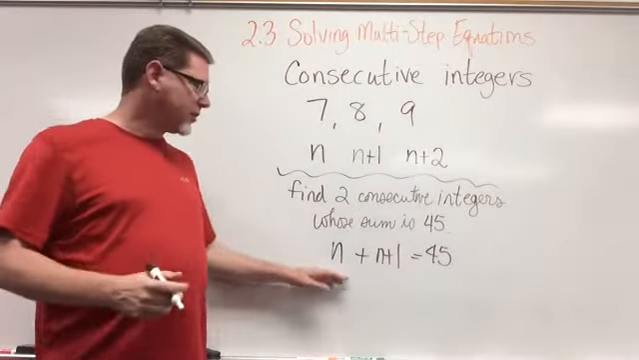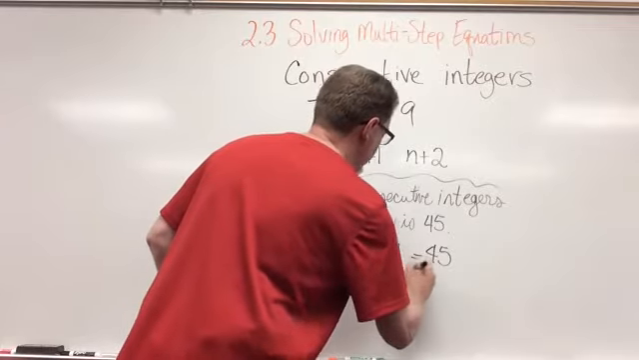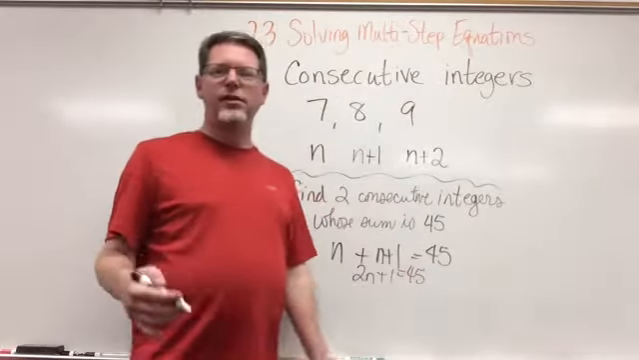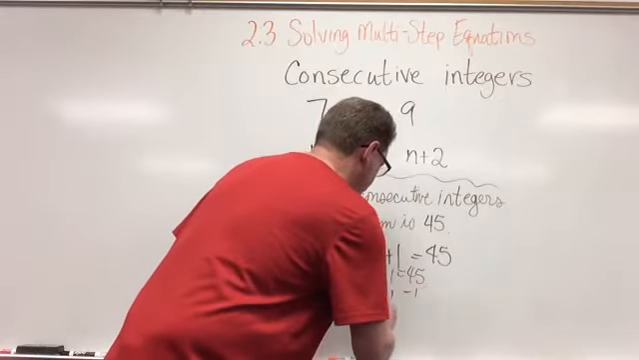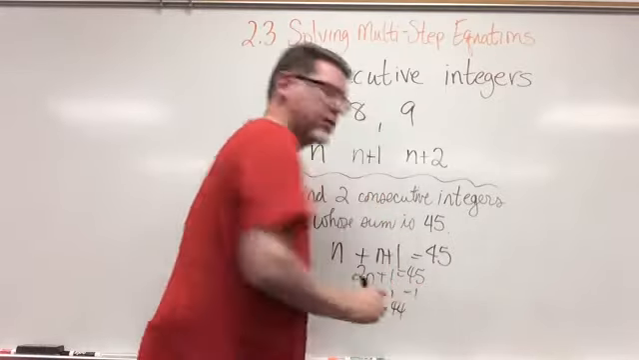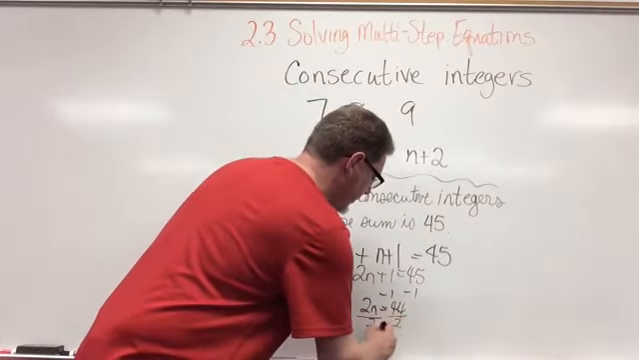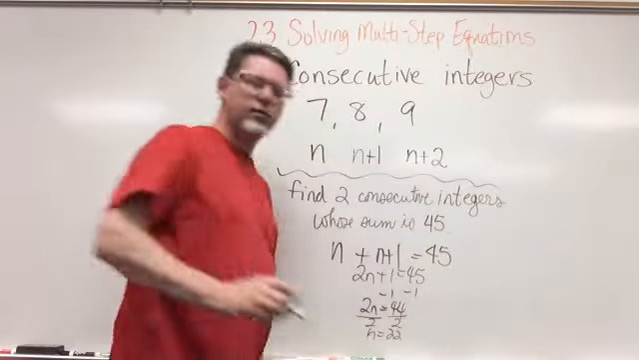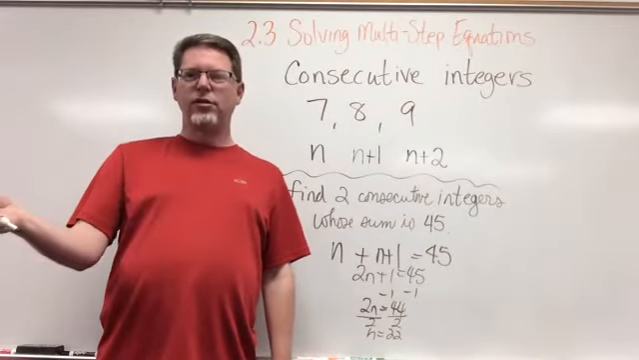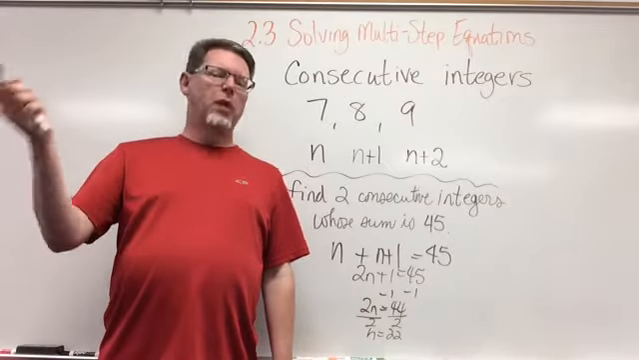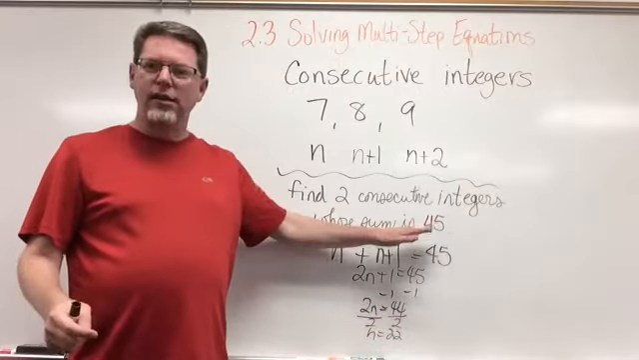Okay? So now, combine like terms. What's n plus n? Yep, it's 2n plus 1 equals 45. Now I'm back to a multi-step equation. I subtract 1 from both sides, and I get 2n equals 44. Divide both sides by 2. N equals 22. So if the first integer is 22, what's the second integer? I hope that was right. 23. Because my first one is 22, and the second one is 23.